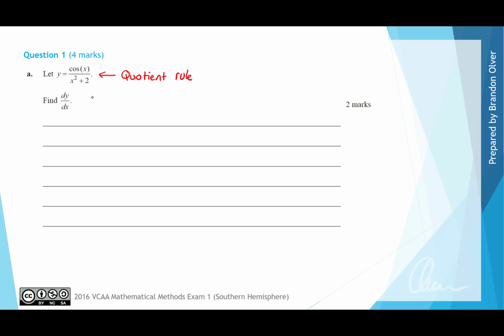When using the quotient rule, we let the top line of the fraction be u, so u is going to equal cos of x, and we're going to have the bottom line, or the denominator, as equaling v, so v is equal to x squared plus 2. So that means that du dx, the derivative of u, is going to be negative sine of x, and a reminder that that rule can be found in your formula sheet. And the derivative of v, dv dx, is going to equal 2x.